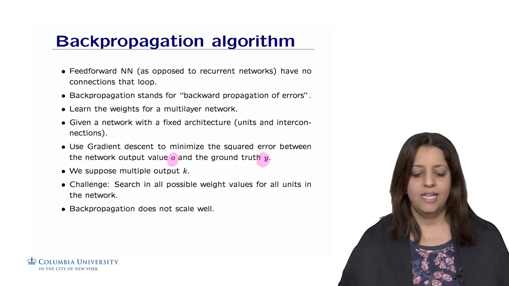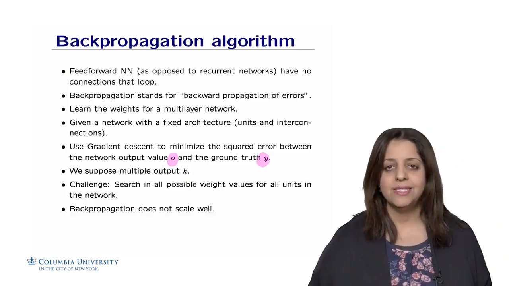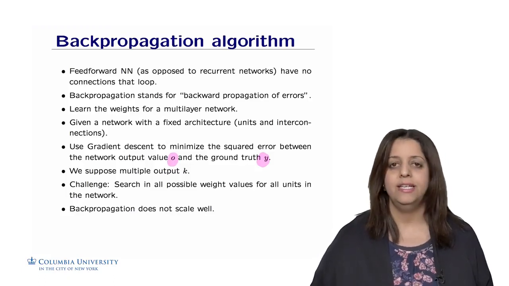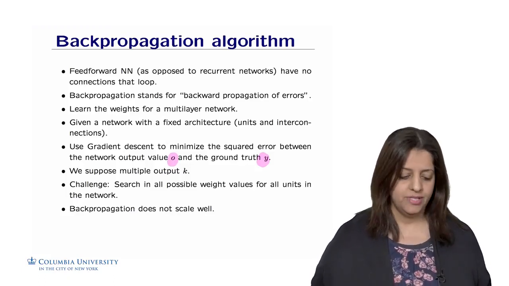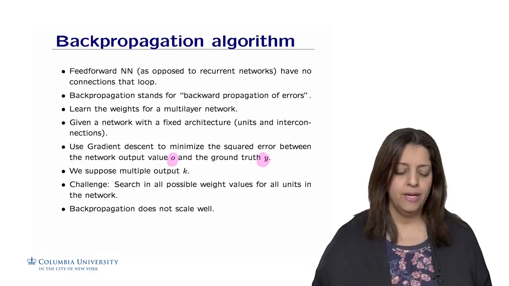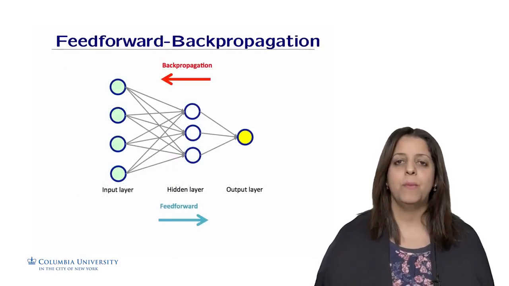The challenge is then to find the configurations of the weights that actually give the mapping between the inputs and the outputs. One of the main observations about the backpropagation algorithm is that it does not scale well. So let's illustrate how backpropagation works.